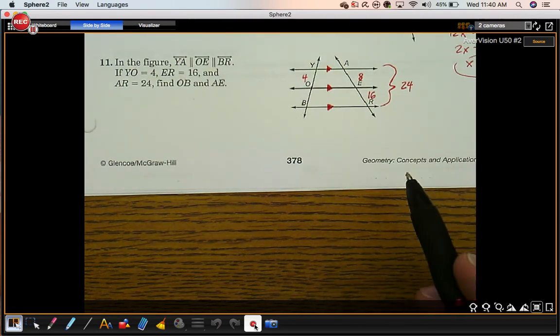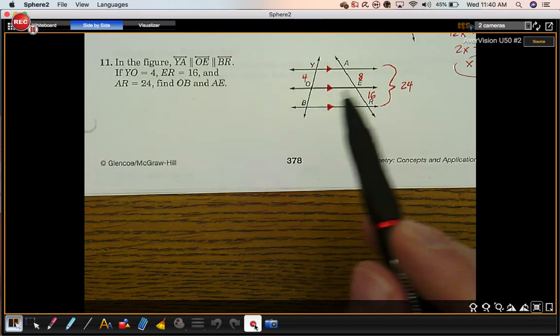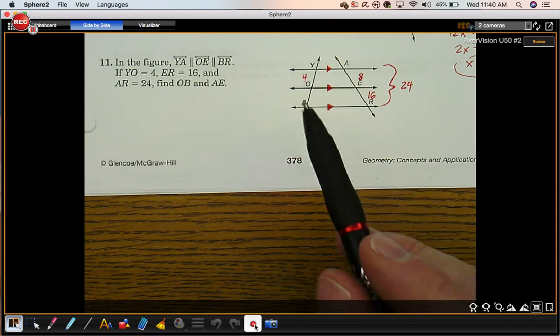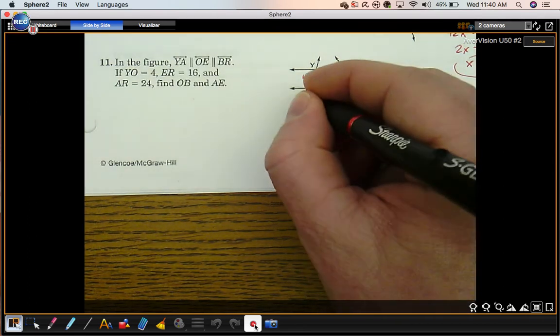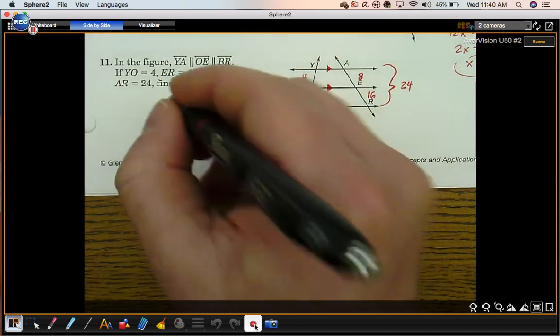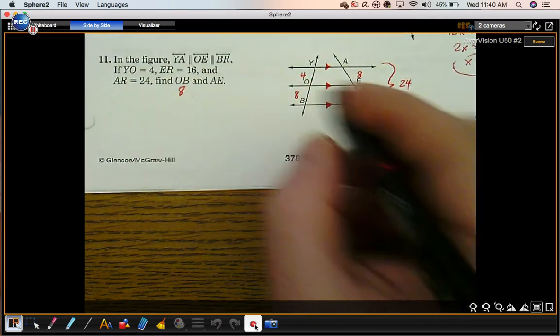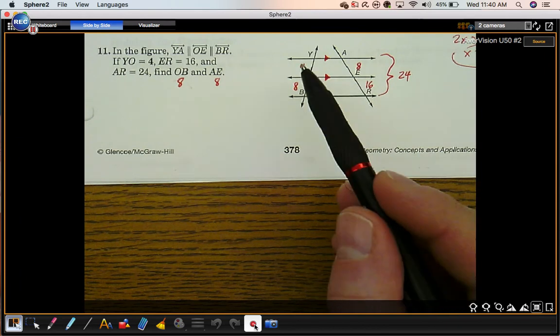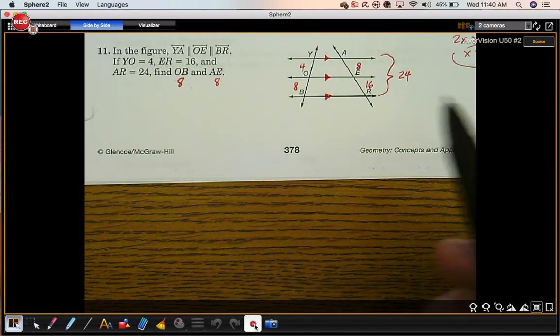And I can do this even without a proportion. I know these parts are proportional. Notice how this is 8/16. That's 1/2. Well, this needs to be 1/2 also, so that means this guy's 8. O to B is 8. A to E, ooh, that's 8 as well. Okay, 8 times 8, 64. 4 times 16, 64. That's how you know you're right.